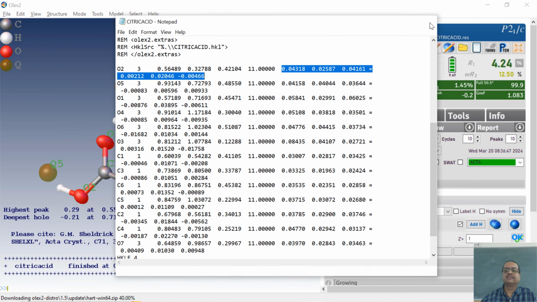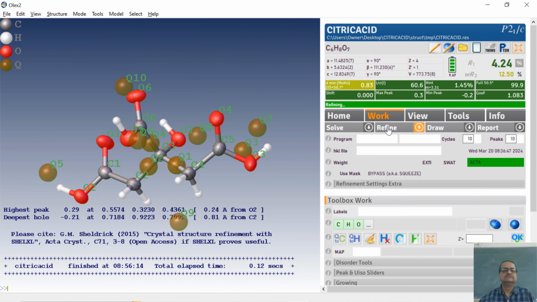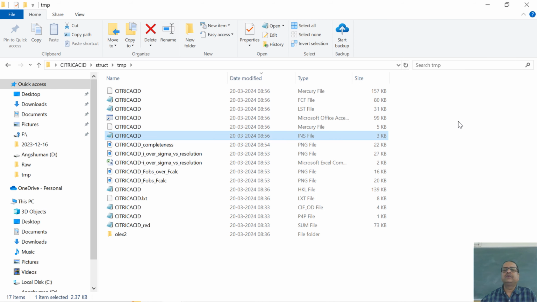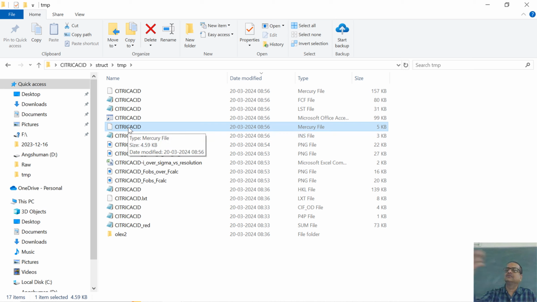We should close this, otherwise it will have a problem. So now when I click on date modified, it gives you that Mercury file, or the CIF file, which is 157 KB. This is the INS, this is the RES, that is the similar version of the INS file, but it is called the RES file, from which you convert it into an INS file and refine.